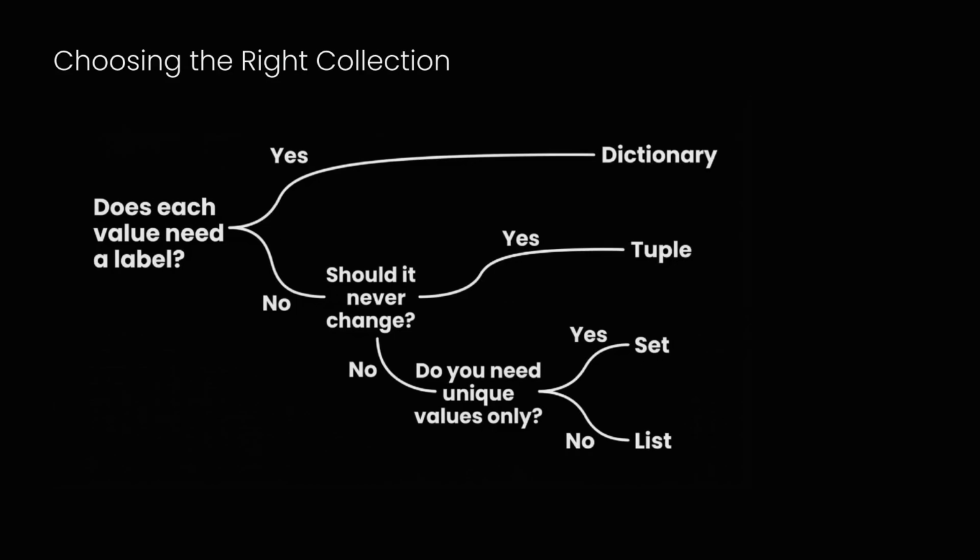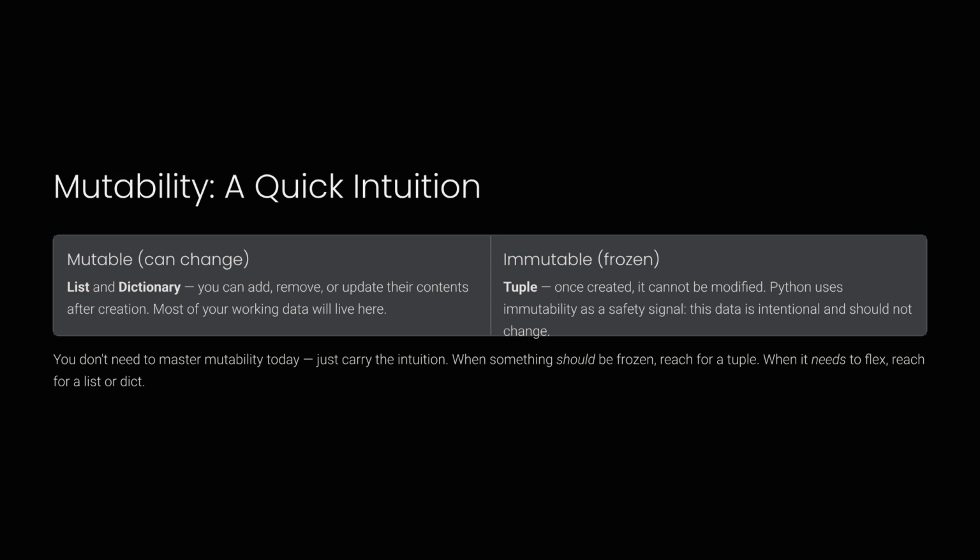Choosing the right collection is a skill that improves with practice. When in doubt, start with a list and move to a dictionary whenever your data needs descriptive labels. Understanding mutability is key. Lists and dictionaries are mutable, meaning they can flex and change. Tuples are immutable and frozen, acting as a signal that the data is intentional.